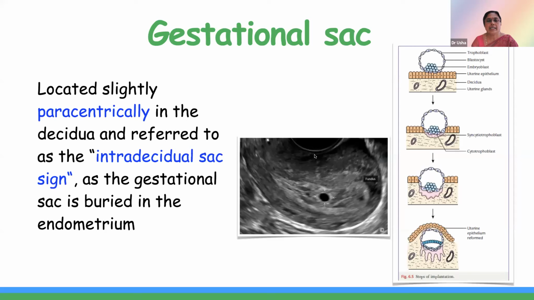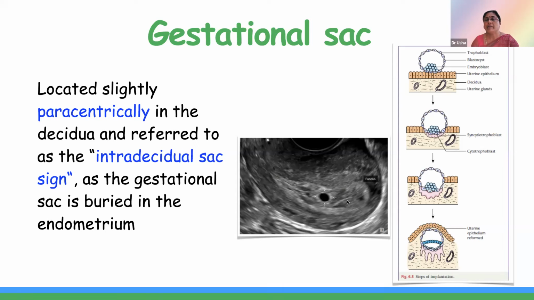And usually it is located slightly paracentrically in the decidua. That means it's not exactly in the cavity of the uterus, because we all know when the fertilized ovum gets implanted, it buries, and the endometrium, by then which becomes the decidua, it covers the buried sac. So you will see it a little on one side of the endometrium, not exactly into the cavity. So this is called the intradecidual sac sign.